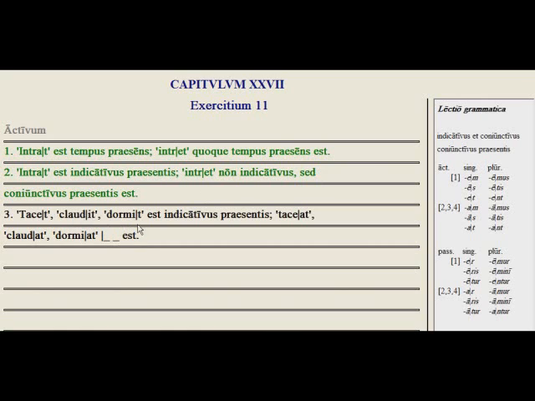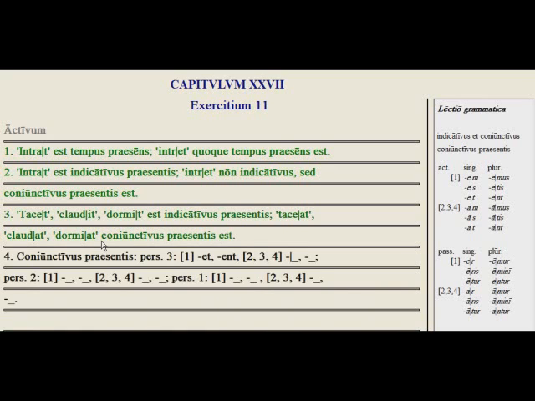Tacet, claudet, dormit, he is silent, he shuts, and he sleeps, are the present indicative, the indicative of the present. Taceat, claudat, and dormiat are the conjunctivus, the subjunctive praesentis, the subjunctive of the present. Then you have practice with your endings for the various conjugations. Practice all of that, and let's go on to exercise number 12.